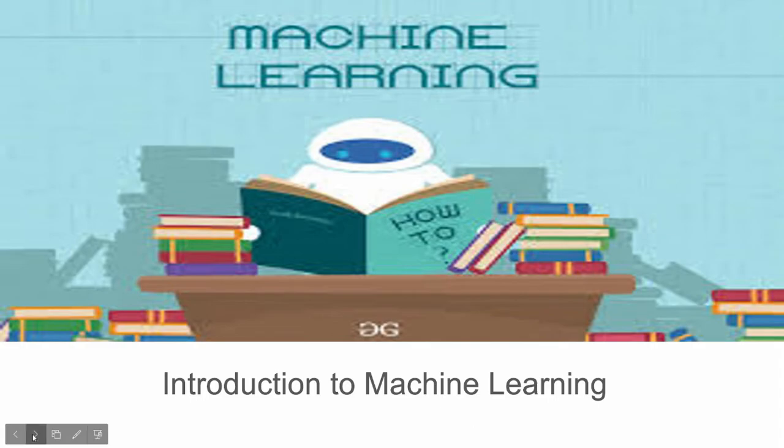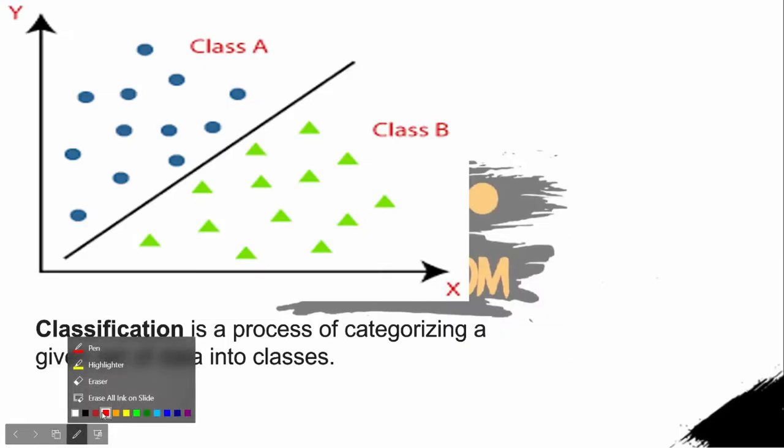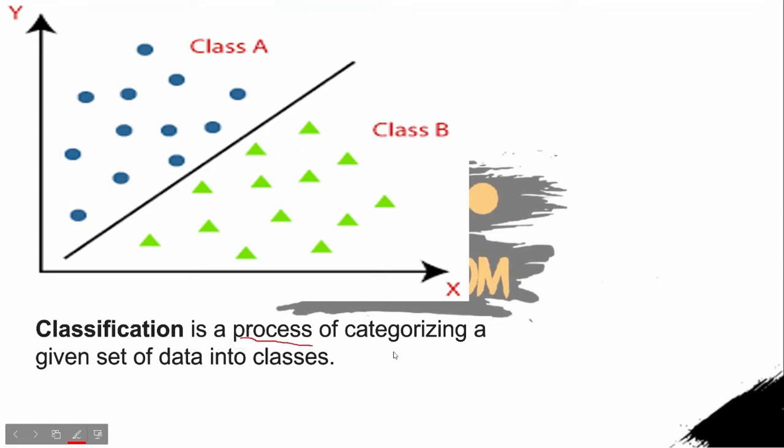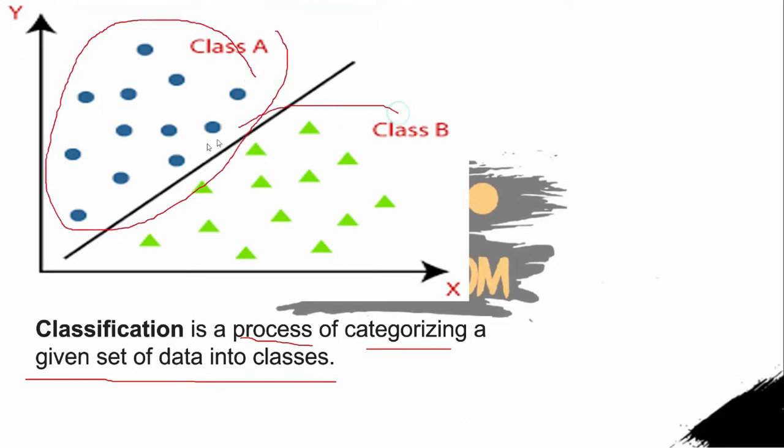So let's start off. As you can see, classification is formally defined as the process of categorizing a given data set into classes. So for example, consider these points and these points. Now my job is to segregate these data points into different classes, which I can easily do by drawing a line, or in other scenarios. So we'll be looking into these algorithms.